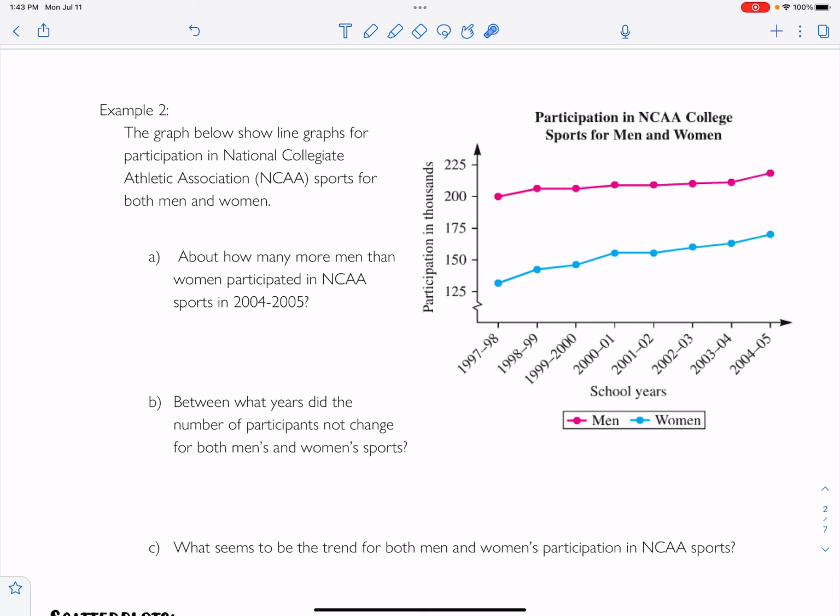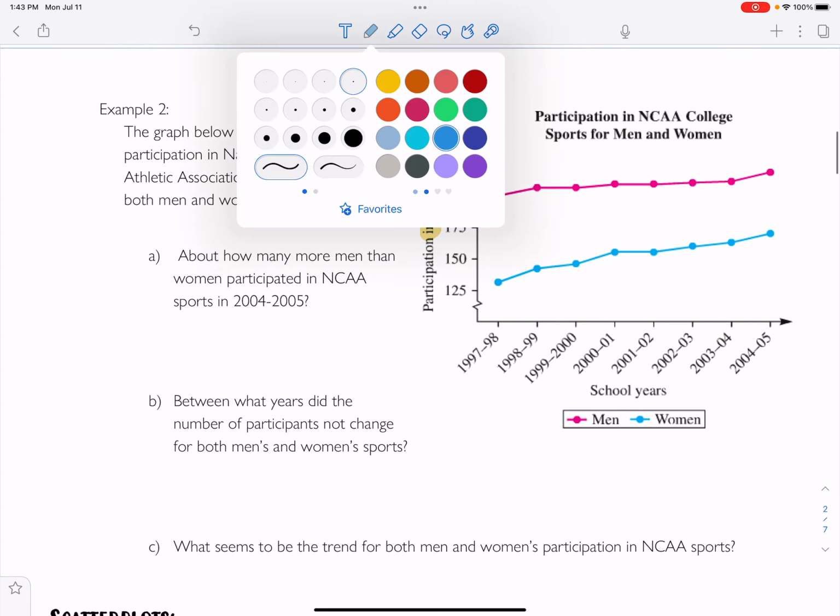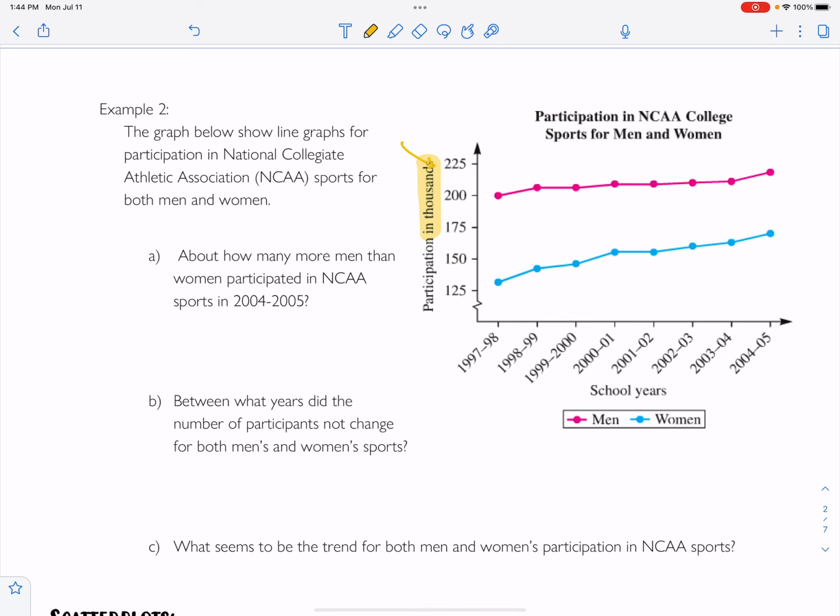So the graph below shows the line graph for the participation in the NCAA sports for both men and women in the years down below. So here's the school years across the bottom, and then the participation. Highlight this part. This is the participation in thousands. So be very careful. That's not 225, but that number is really 225,000. So just be careful of that, especially in the homework and on the test.